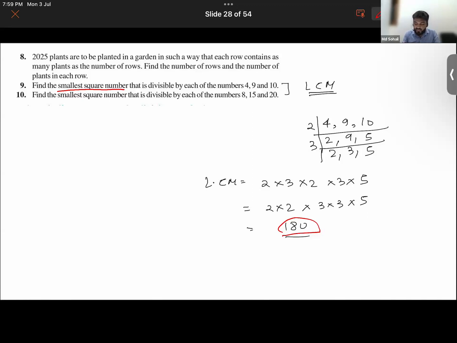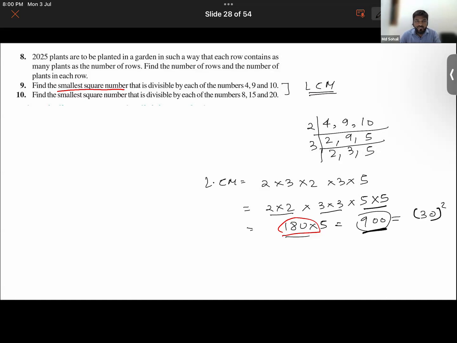The question says to find the smallest square number, guys. But 180 is not a perfect square, right? So if you multiply our number with 5 here, will we not get pairs of factors? So you multiply 180 with 5, then you get 900. And we know 900 is the square of 30, right, guys? So hence 900 is the required answer. Did you guys get this one or not?